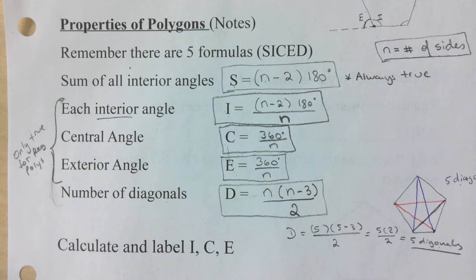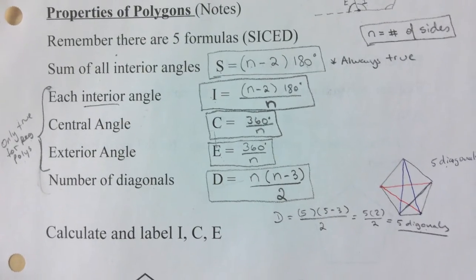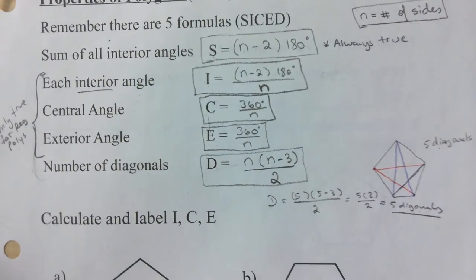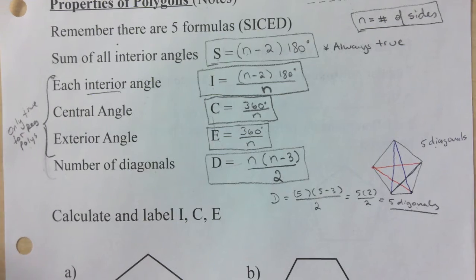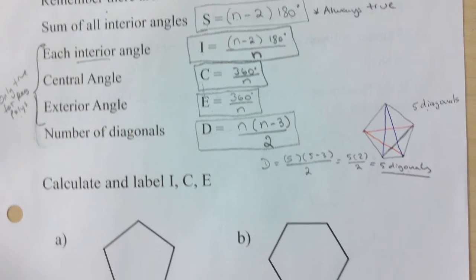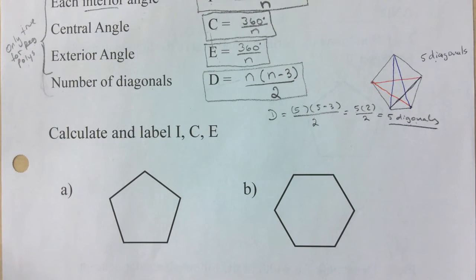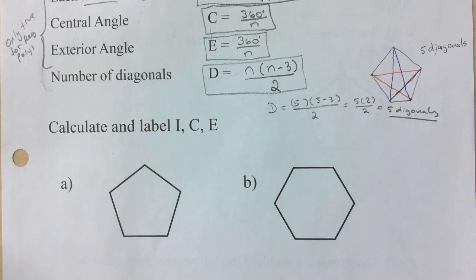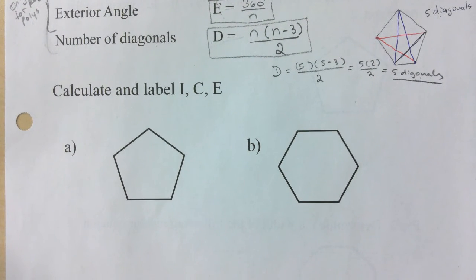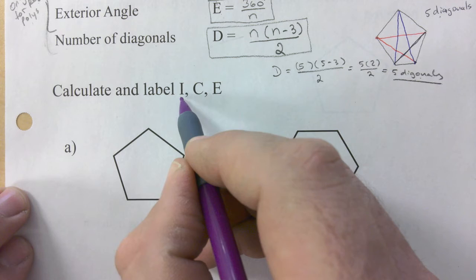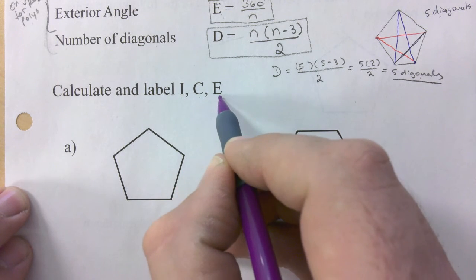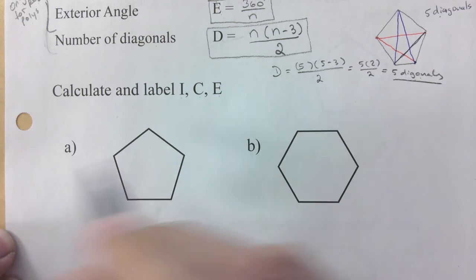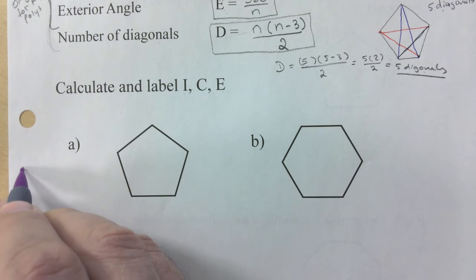Okay. Now, let's do some calculating here. I'm going to zoom out a bit. Let's try them here. I want you to calculate and label ICE. What does that mean? I want you to calculate the interior, the central, and the exterior. So you have to be creative with your space here. Let's do the interior on the side here.